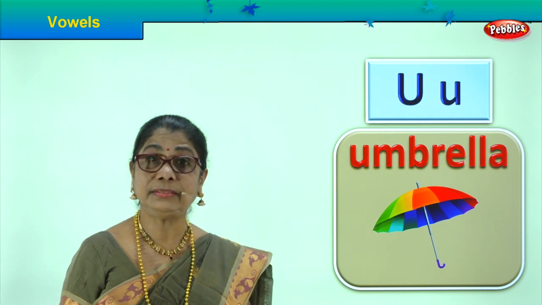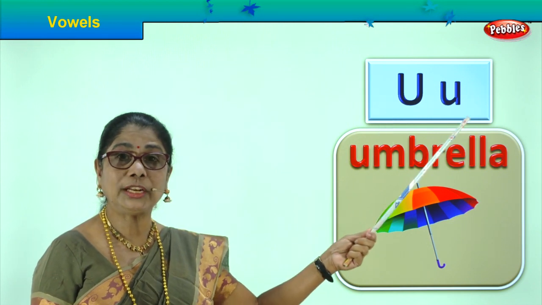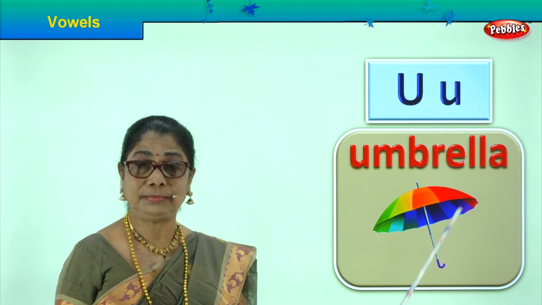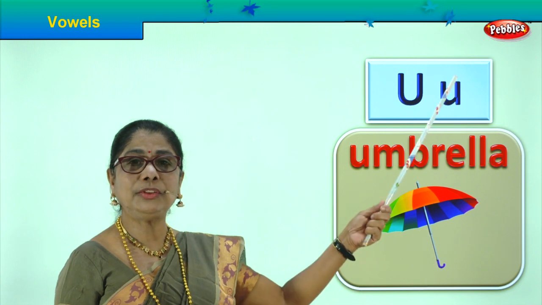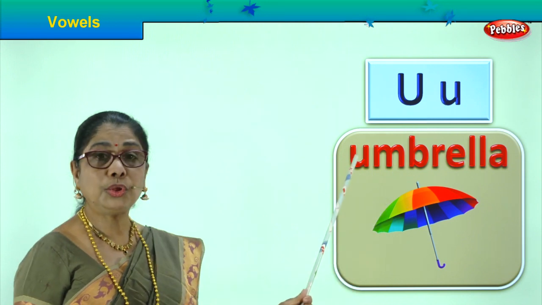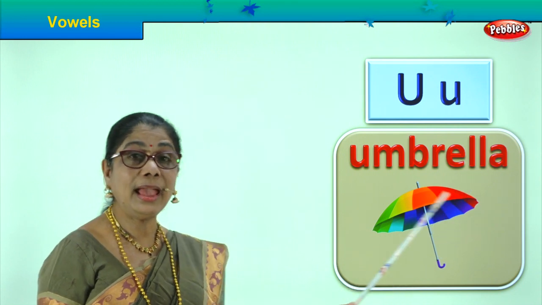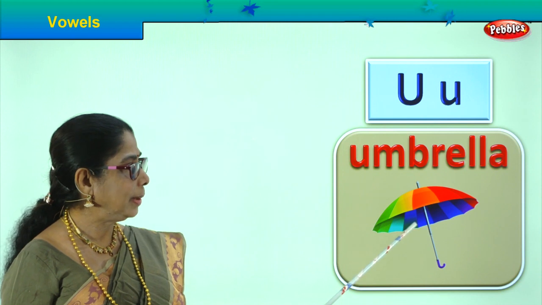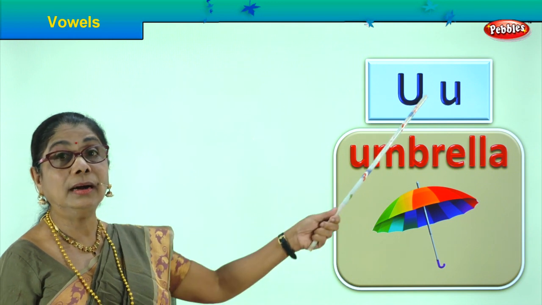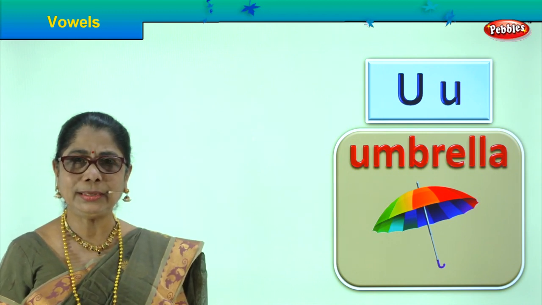This is the last vowel, the fifth vowel. What are the letters here? Capital letter U and small letter U. What's the sound? Umbrella. What's the sound of letter U? The last vowel, the fifth vowel. Umbrella. U-M-B-R-E-L-L-A. Umbrella. When do you use the umbrella? To go out on a sunny day or on a rainy day? Umbrella. Shall we take another word?